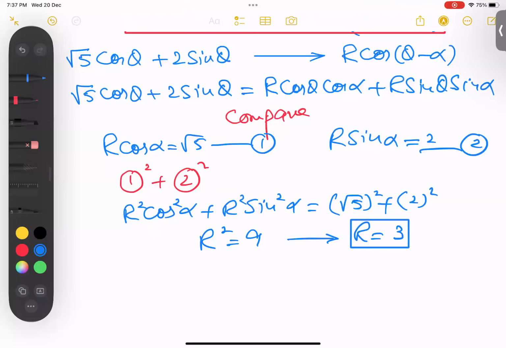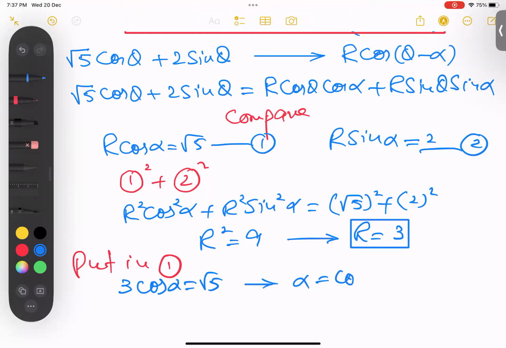So this is done. Now this value I can plug into any equation. I put it in 1. So what happens? 3 cos alpha equals root 5. Then alpha is equal to cos inverse root 5 over 3. And finally, what answer do I get? Hold on.